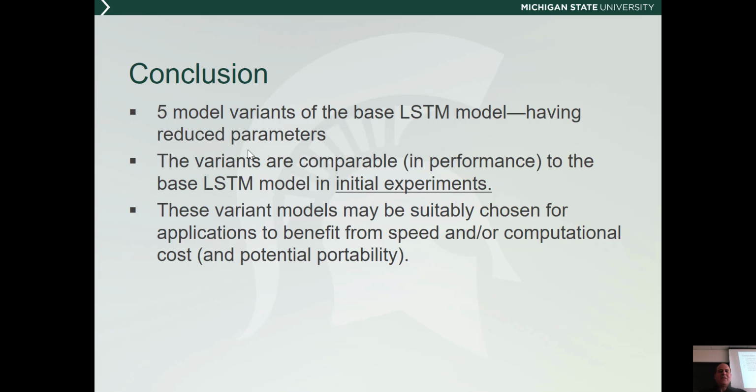So the models having reduced parameters are comparable in performance for these particular initial experiments, by no means complete, but we've had people who have done work on other models as well, particularly two sets of models that are available through Keras. And so that's self-evident in terms of looking at the speed and the computational cost that we're talking about. Any questions?